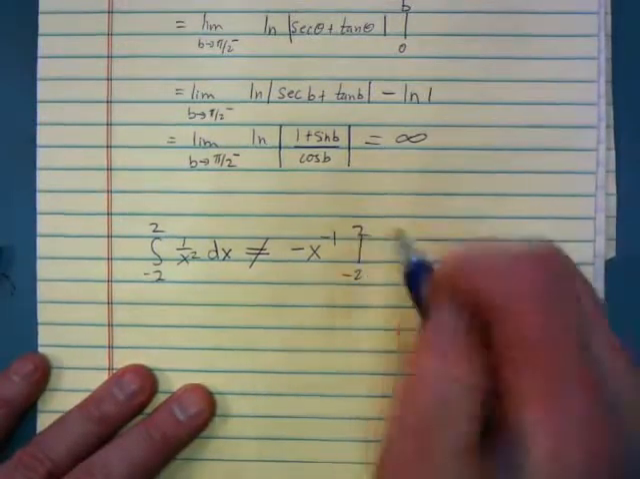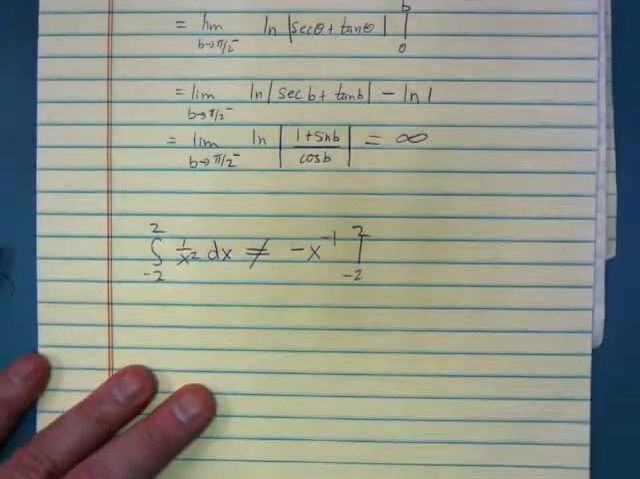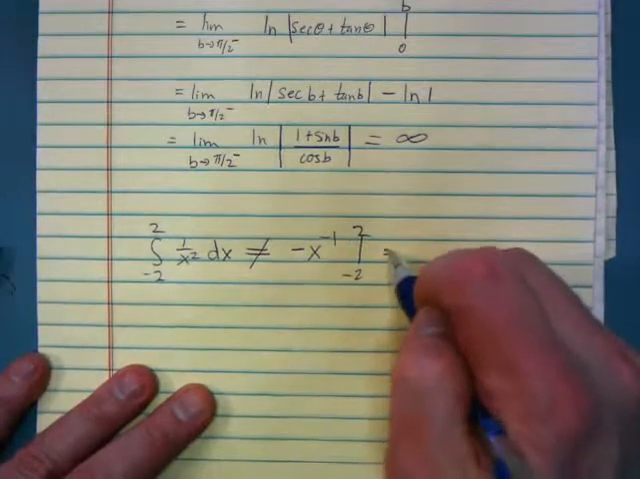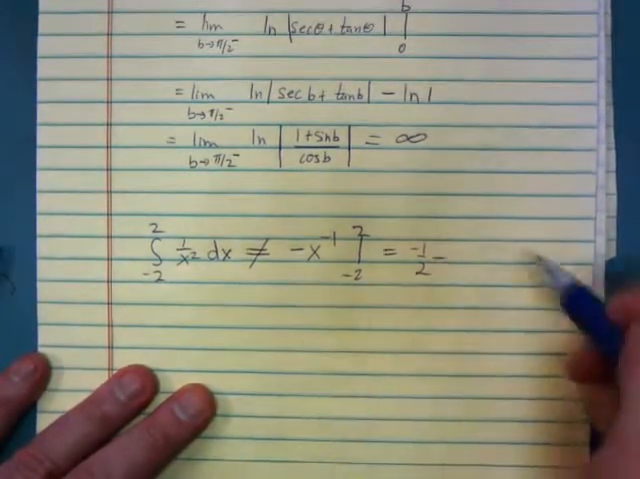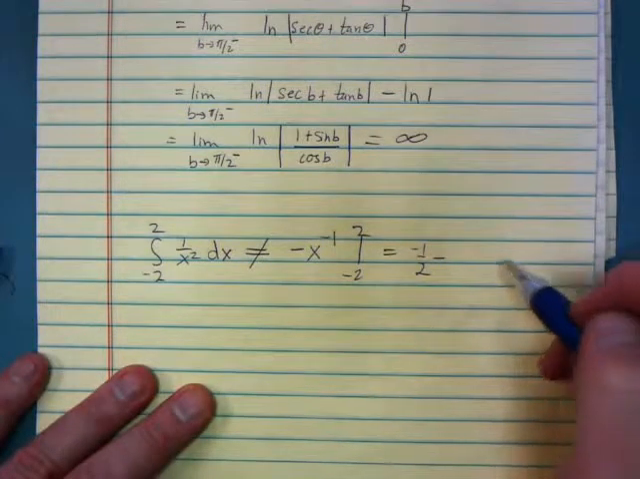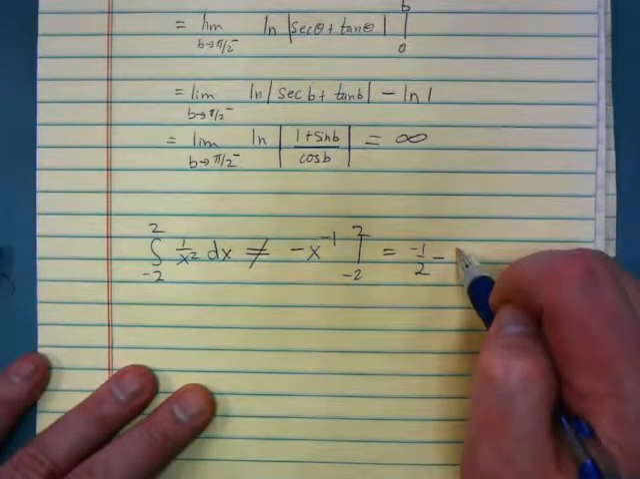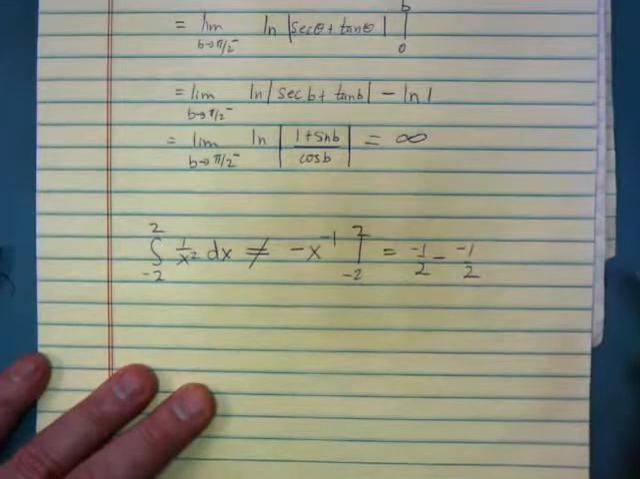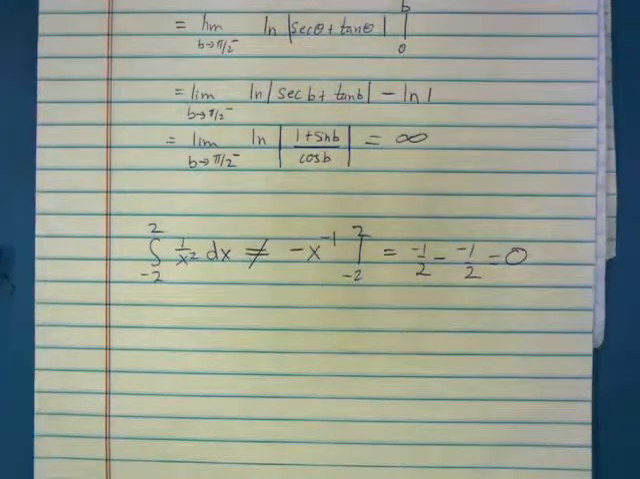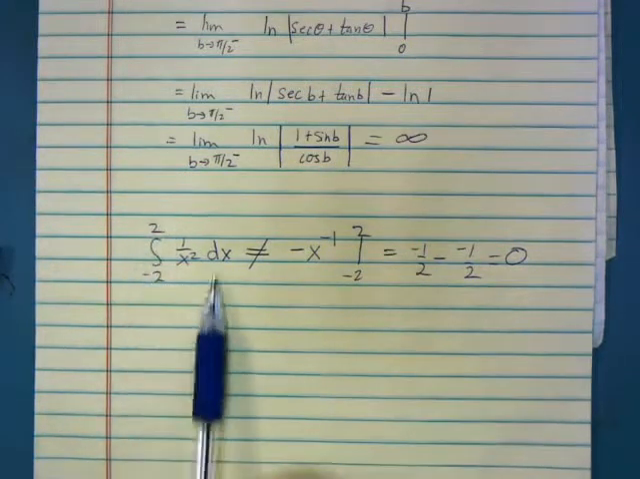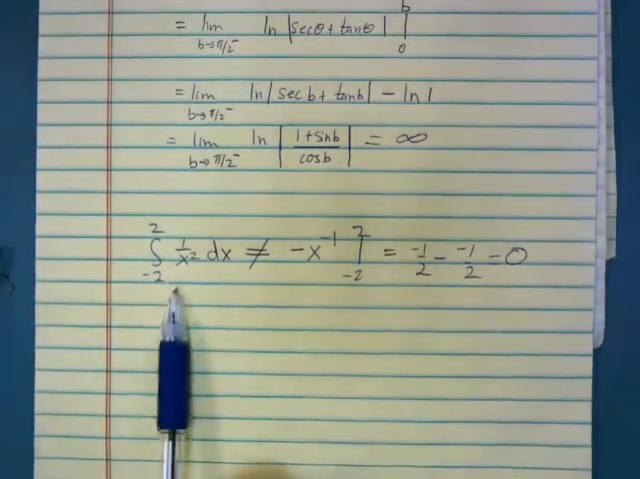So when I plug in 2, I get negative 1 half. Minus, when I plug in negative 2, I get negative 1 half. I get the answer 0. Very tempting to do, also very easy to do. It's very easy to forget that this is really an improper integral. It's improper because 0's in the middle.